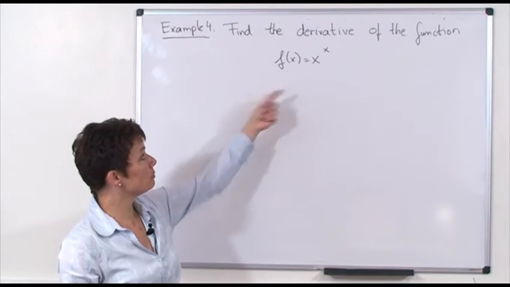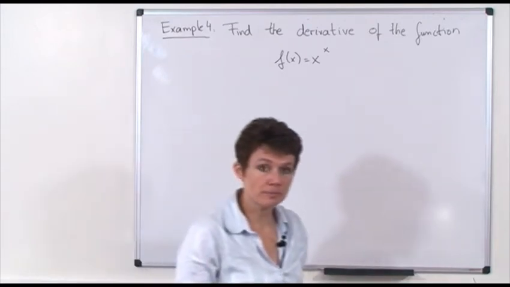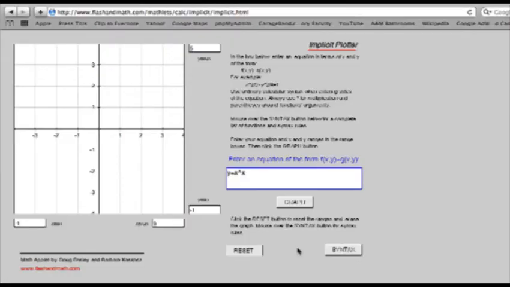Again, before trying to find this derivative, let's look at the graph of this function. So I've entered the equation y equals x to the x here, and we're looking at this function on the range from -1 to 5.